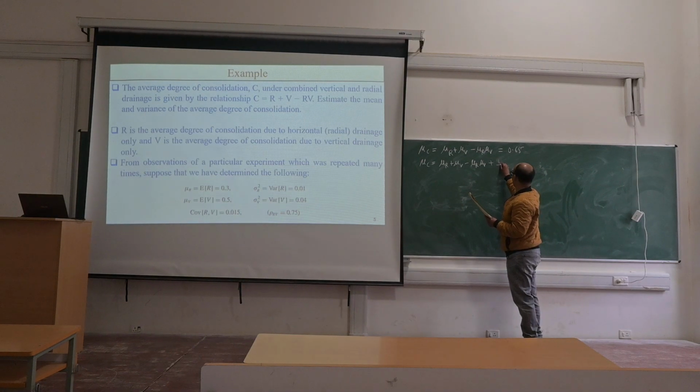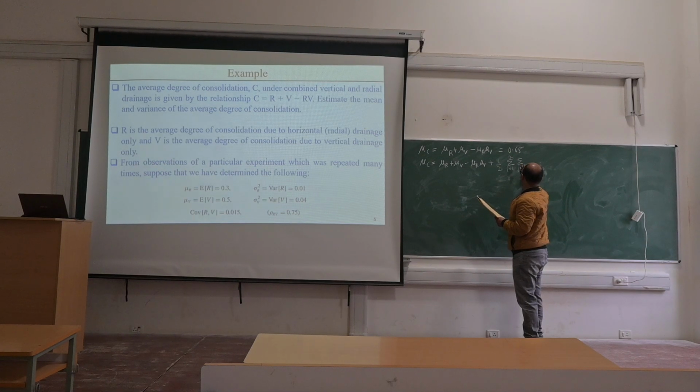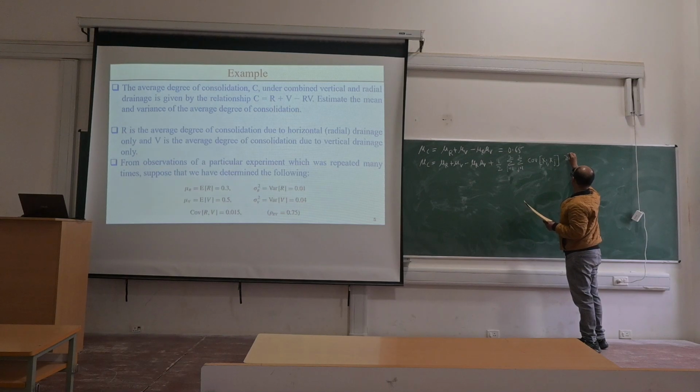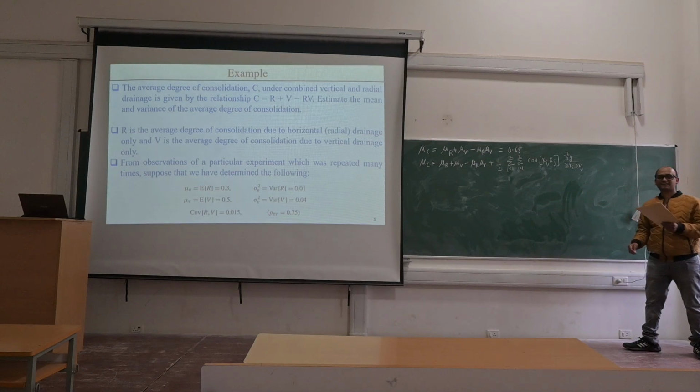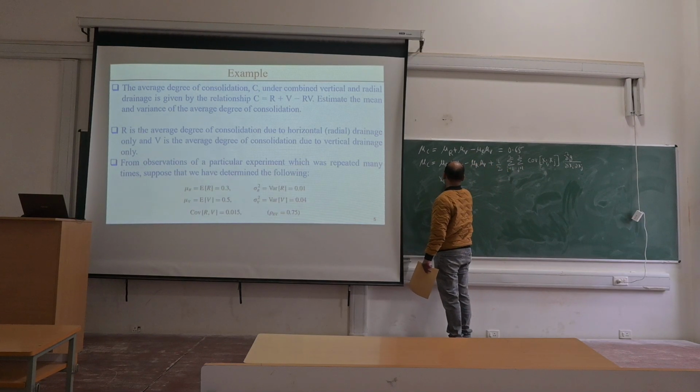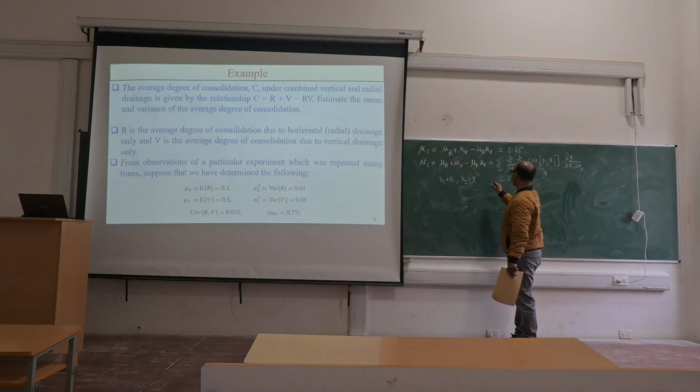First you can write it like this, right? Half summation i equal to 1 to 2, summation j equal to 1 to 2, COV xi xj, del square g by del xi del xj, right? Now x1 is R, x2 is V. What is G? G is nothing but R plus V minus RV.